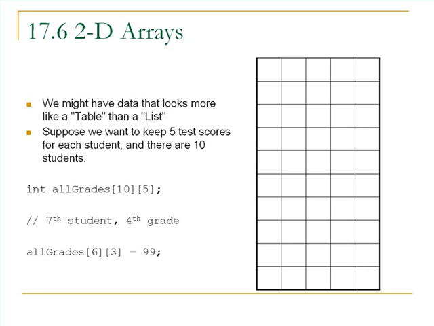If we looked down to one of the particular cells or elements in this table, we might say all grades sub 6 sub 3 gets 99. So we would count down the rows 0, 1, 2, 3, 4, 5, 6, that's the 7th row, and we would count across 0, 1, 2, 3, that's the 4th column, and put 99 in that cell.